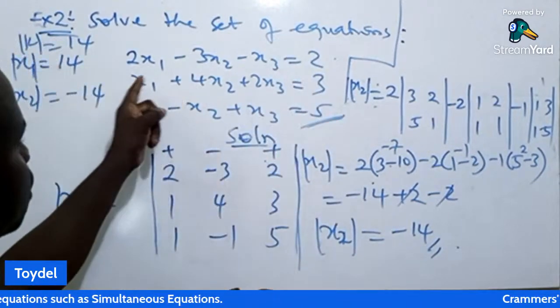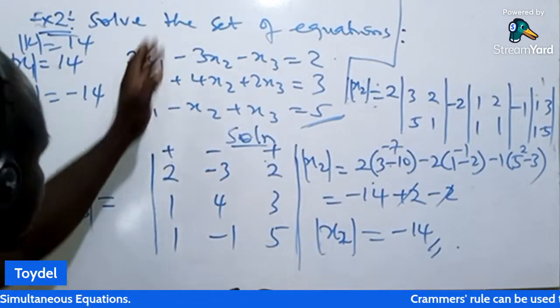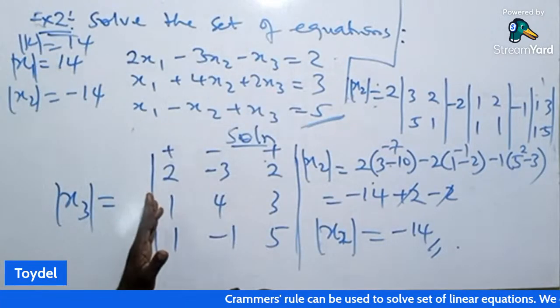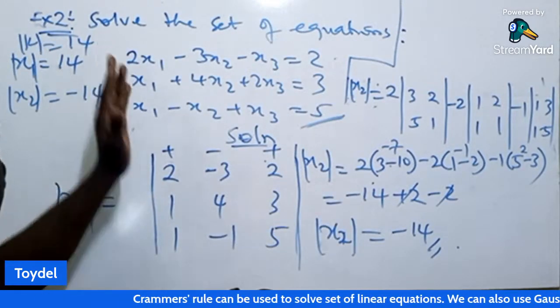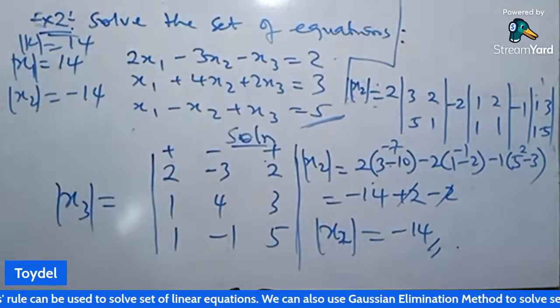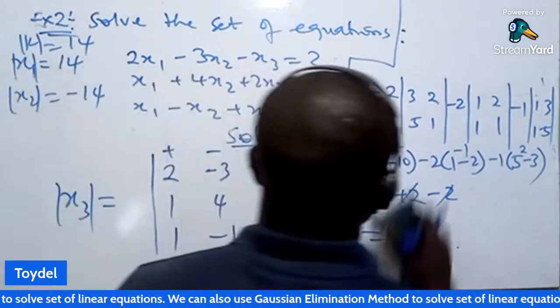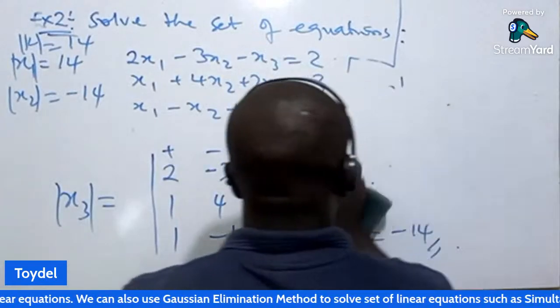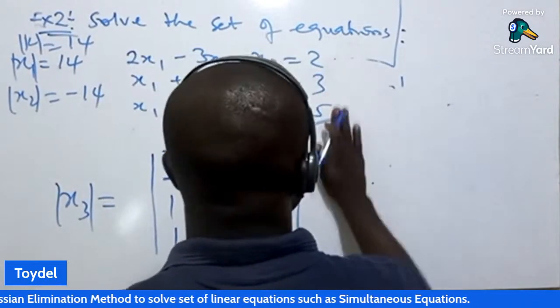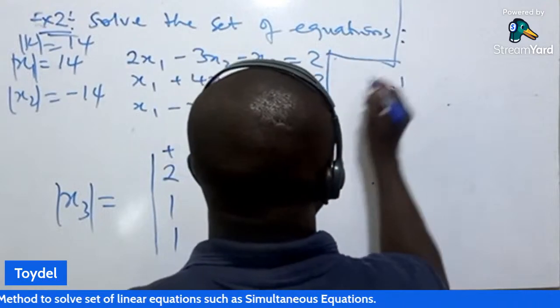When we want to find the determinant of x2, we replace the coefficient of x2 with the right hand side. Then when we want to find the determinant of x1, we replace the coefficient of x1 with the constant at the right hand side. And that's what we do. So if you want to find the determinant of x3 now, you just say determinant of x3. That's what we are about to find now.